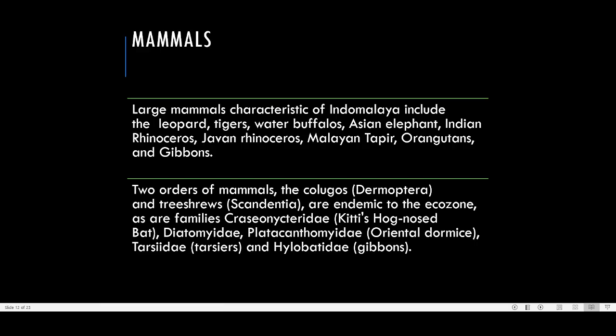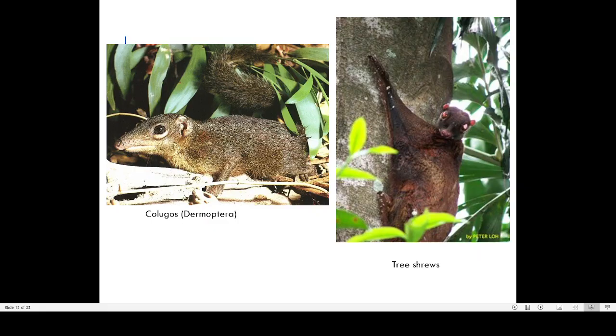Then coming to the mammals, there are plenty of mammals. We have seen some examples. We have rhinoceros, we have Malayan tapir, we have orangutan, then several endangered animals like colugas and tree shrews. I will show you some examples. These are the colugas. Dermaptera, they have a skin, they can slightly fly or glide. And tree shrews are there.